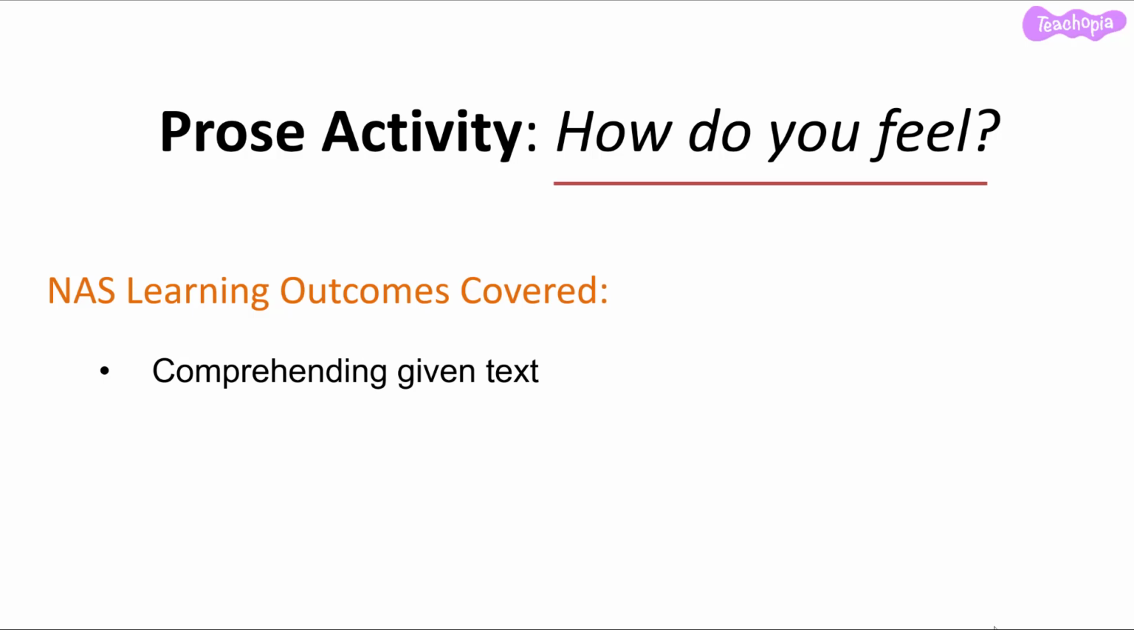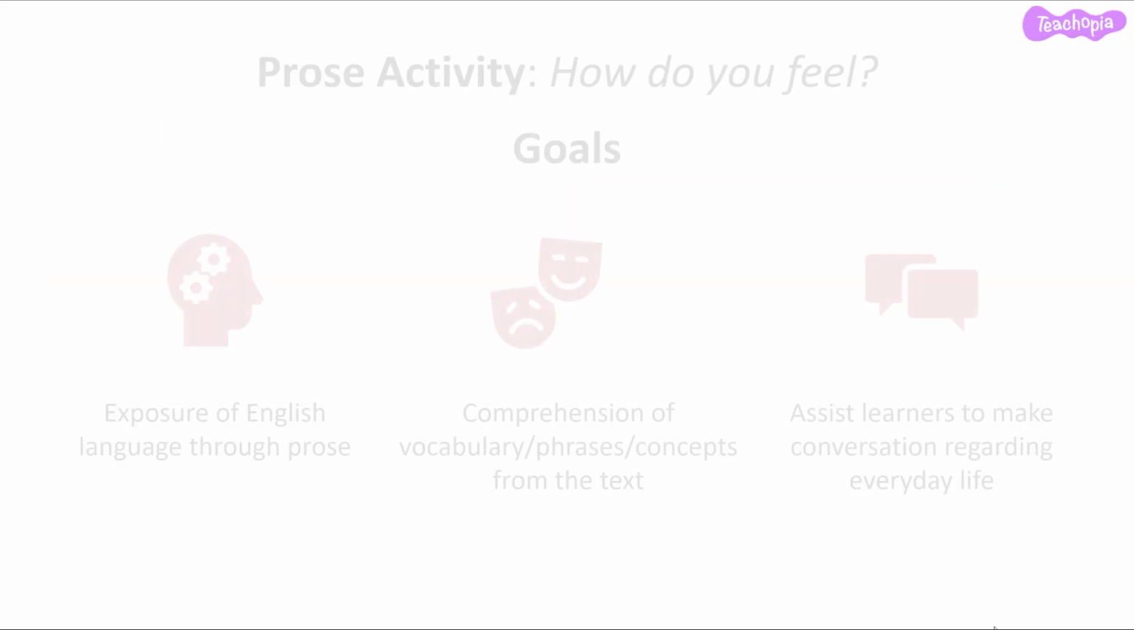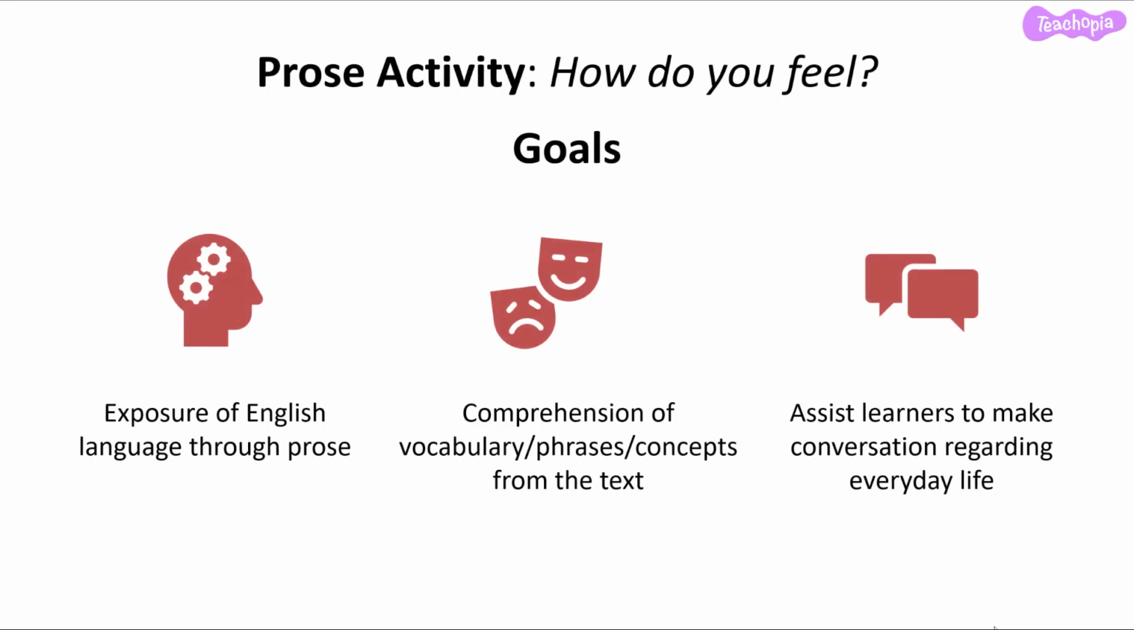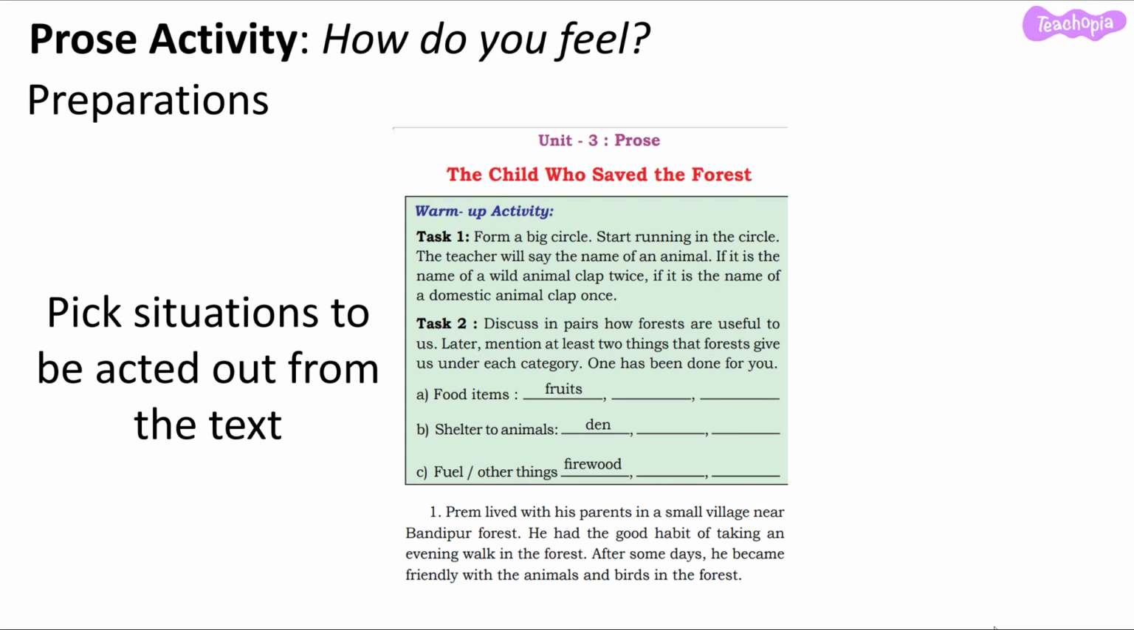the given text. Along with building comprehension and speaking skills, the goals of this activity are to provide English language exposure to learners through prose, to also help learners form language connections by comprehending vocabulary or phrases or even concepts from the text. The third goal for the activity would be to assist learners and help them to practice making conversation in everyday life.